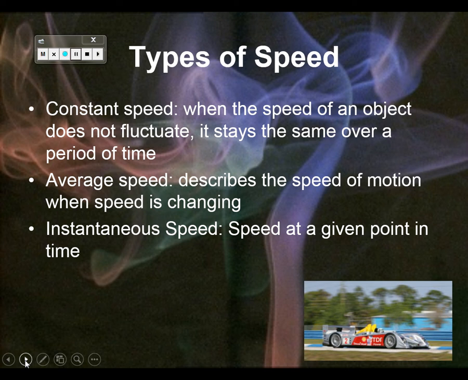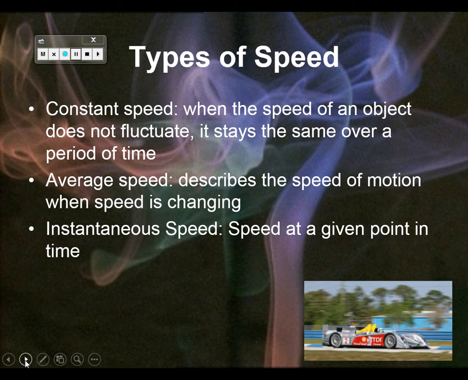Average speed is a description of the speed of motion when speed is changing. So from your house to the school, you might, when you're leaving your neighborhood, get up to 28 miles per hour. On General Booth Boulevard, you might get up to 50 miles per hour. When you are going down Nemo Parkway, you might be at 60 miles per hour. But then when you go into the school zone, you're back at 25 miles per hour. If you average all of those together, that's your average speed.